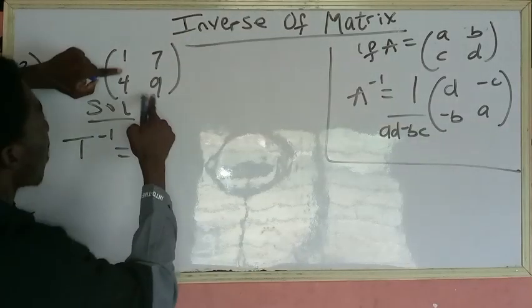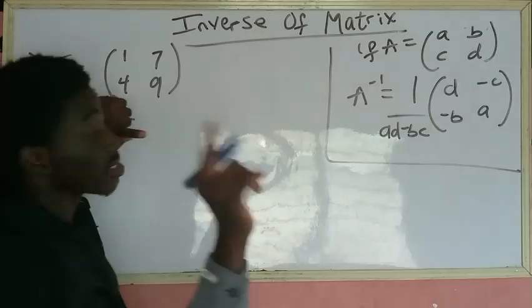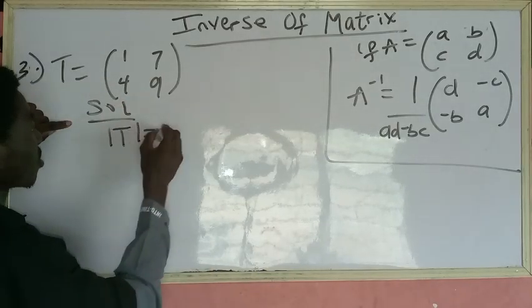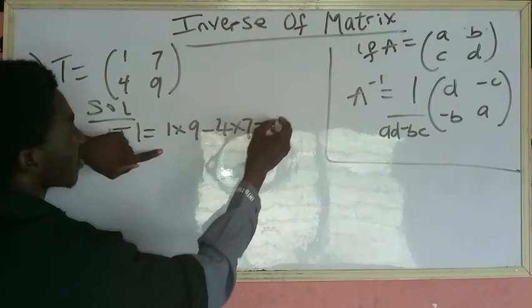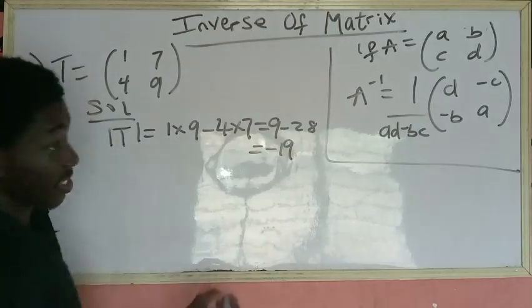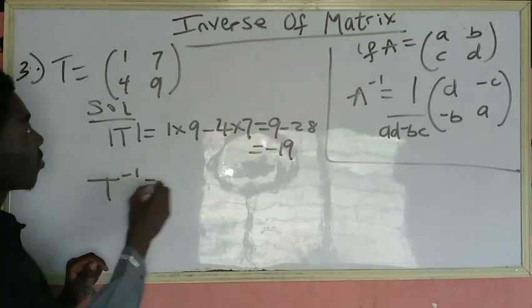So my T inverse, I'll put 9 here. I'll check for the determinant of matrix T. Determinant of matrix T is equal to 1 times 9 minus 4 times 7. 9 minus 28, and that gives me minus 19. So that means here is minus 19. Then my T inverse will be equal to what?